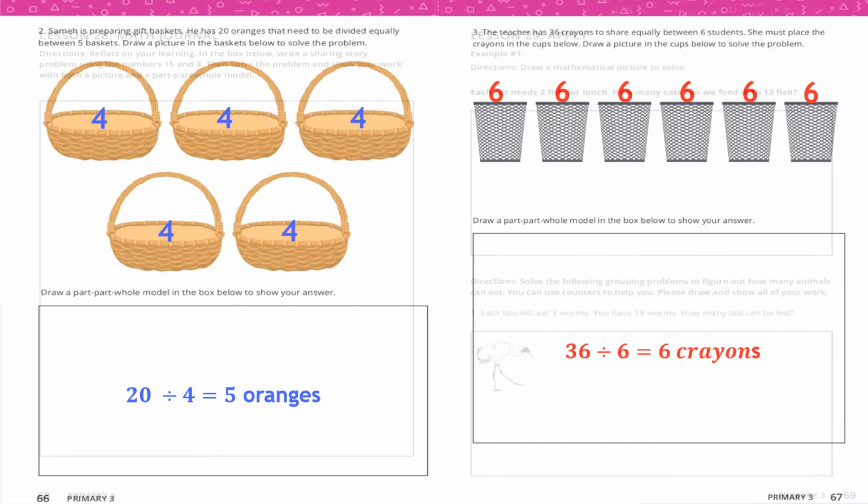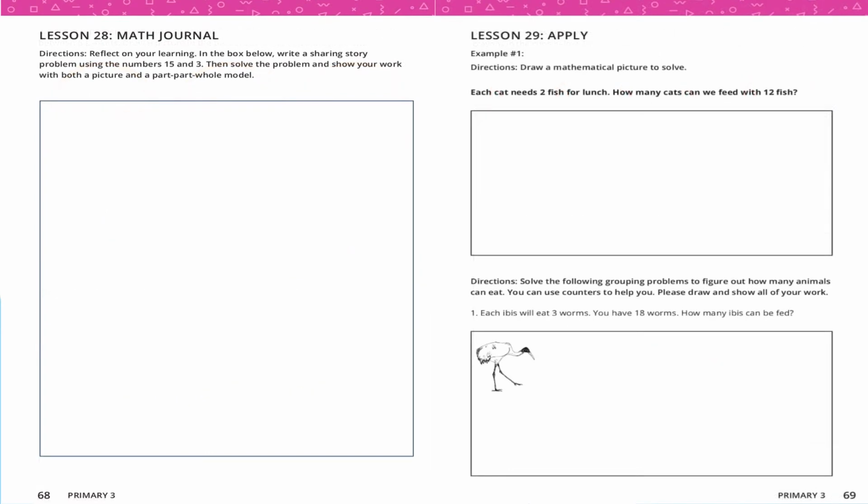Lesson 28, Math Journal. Reflect on your learning. In the box below, write a sharing story problem using the numbers 15 and 3. We want to write a story problem which includes 15 and 3. Solve the problem, show your work, and a part-whole.